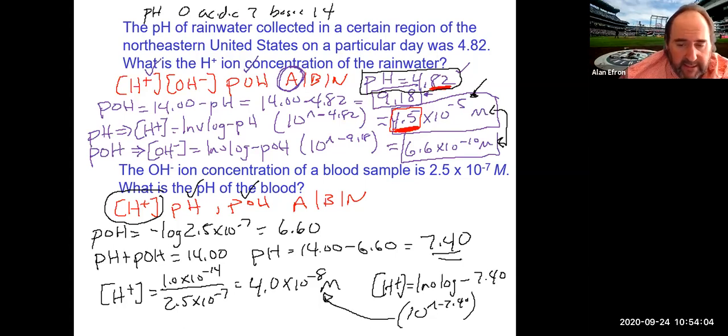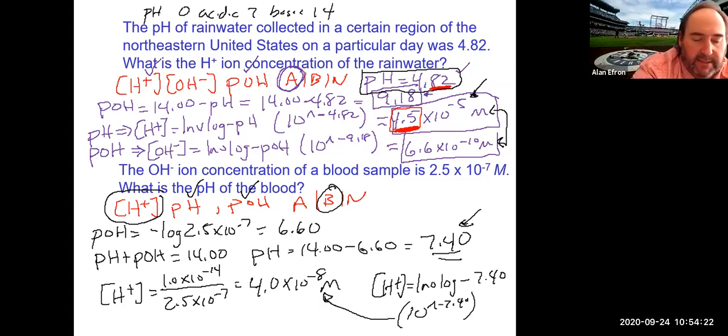And at that point, the last thing is this is going to be slightly basic, just above 7. So we'll go with slightly basic on that particular one. Questions on any of those sort of calculations there?